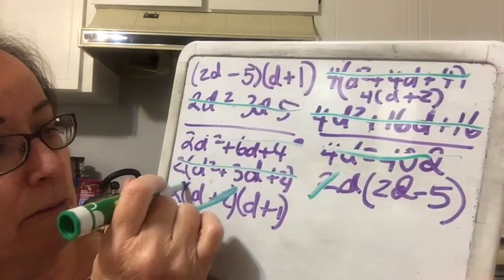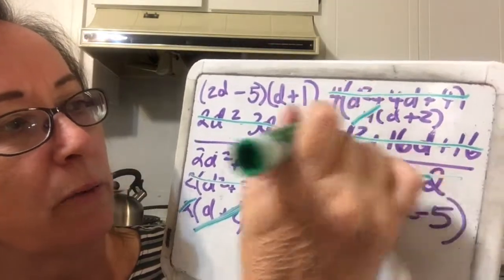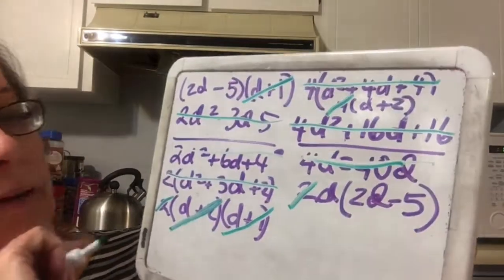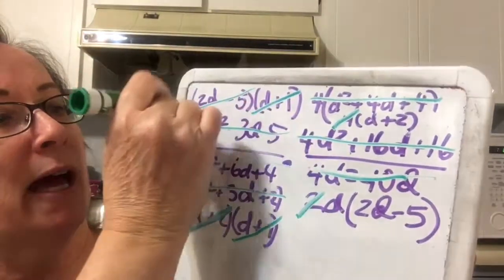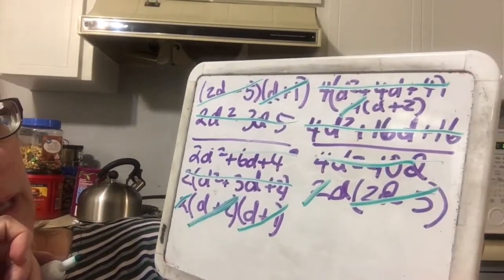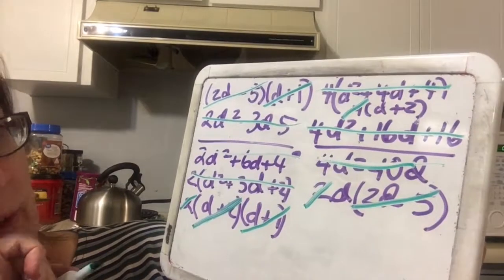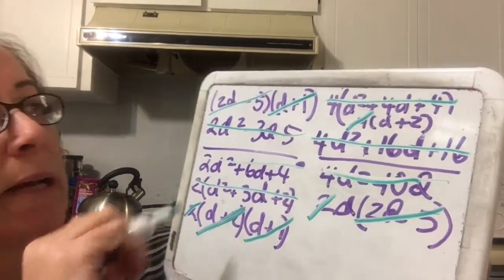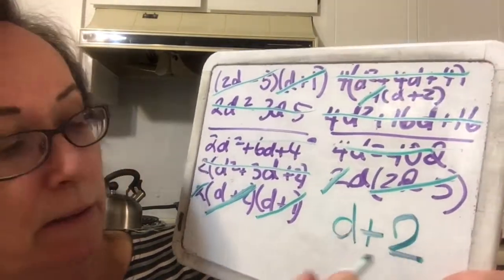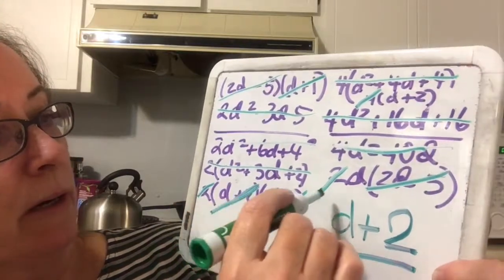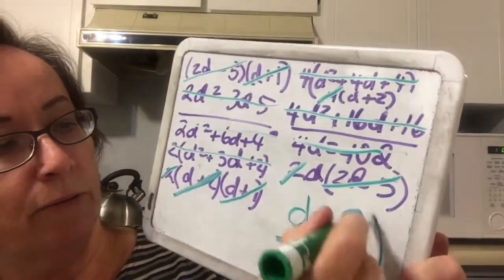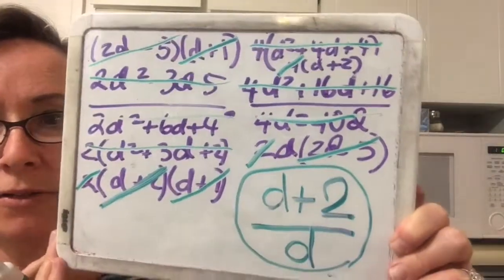So I'm going to cancel the 2 and the 2 in the denominator with the 4 in the numerator. I've got a d plus 1 down here and a d plus 1 up there. I've got a 2d minus 5 and a 2d minus 5. When I look real carefully for any factors that maybe I missed, I've got everything except for a d plus 2 on the numerator. And when I look through here, I've got a little d there on the denominator, and d plus 2 over d was the final answer there.